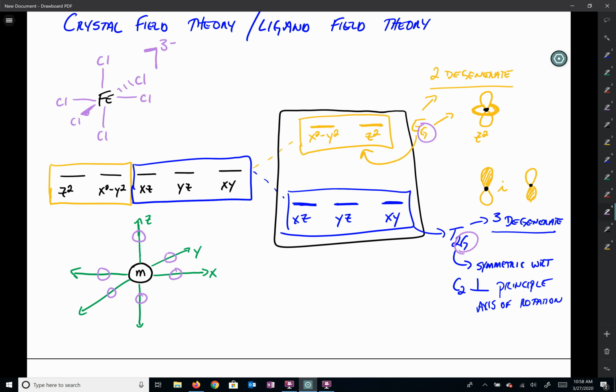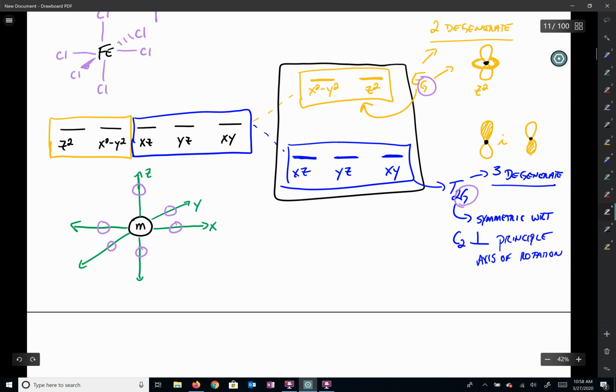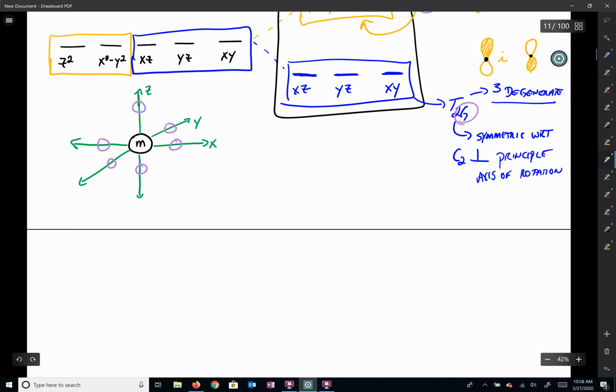Good. Still with me? All right. Let me clean up here. Well, actually, you know what? I'm going to take what I drew there. Let's see. I did blue and yellow, right?